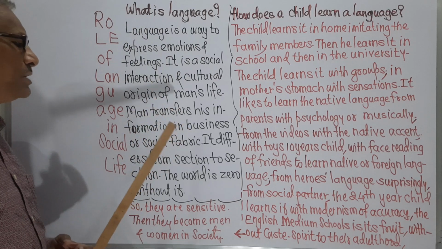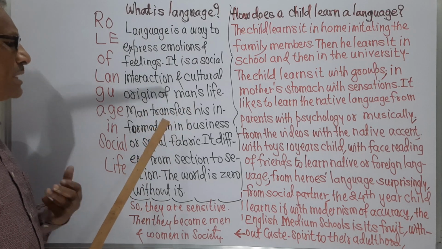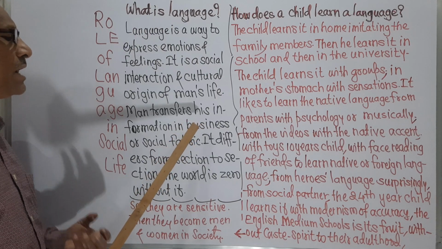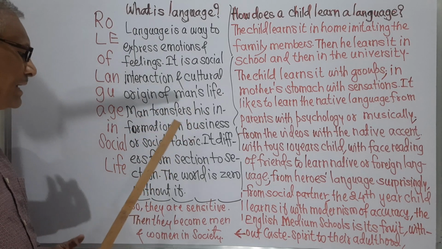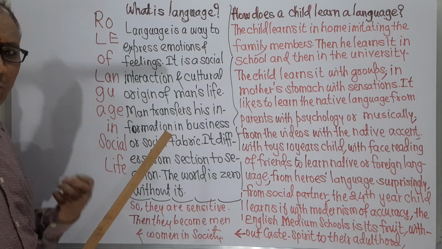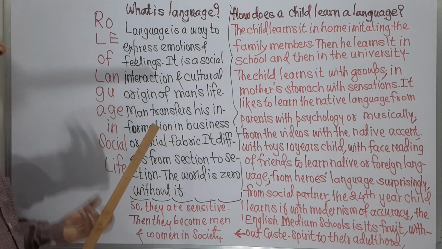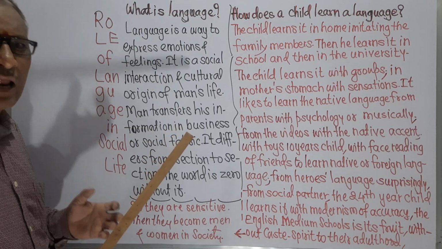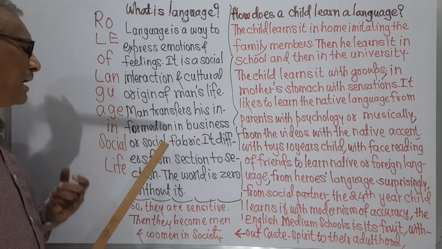Man transfers his information in business or social fabric. Remember, with the help of language, man sends his information, his feelings, his emotions, his information in business, because man does business and there are many things in business. Man transfers all his business information with the help of language in the social fabric, because the life of man should run on. That's why man transfers his own information in business and in every section of life. I will tell you that this happens with the help of language.